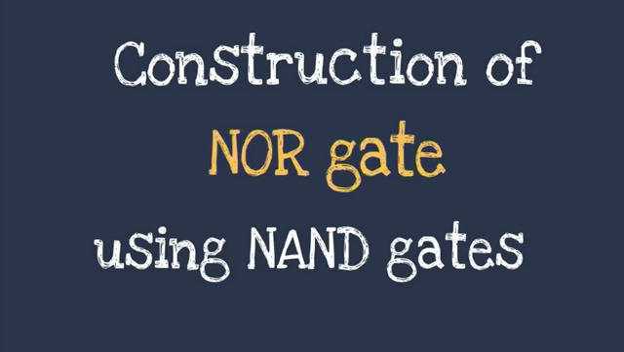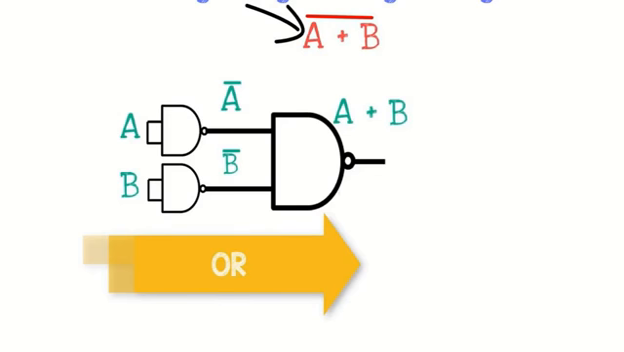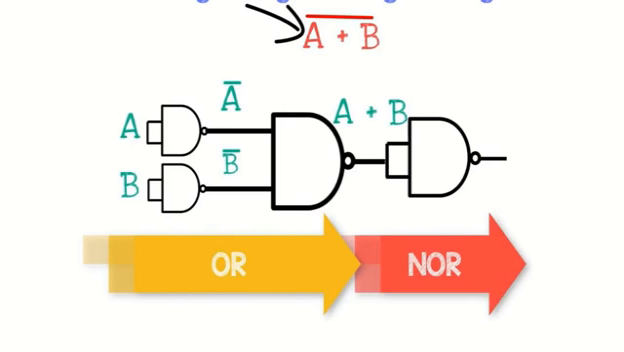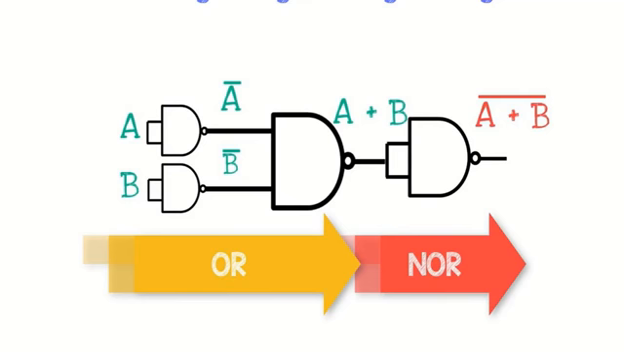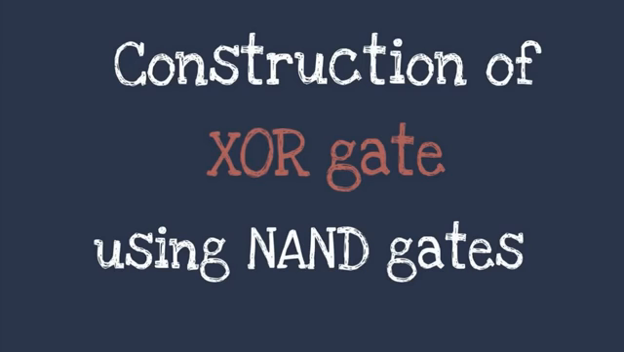Now let us see how to construct NOR gate. The expression for NOR gate is A plus B, whole bar. So we simply connect a NOT gate to the output of OR gate. So by using 4 NAND gates, we get a NOR gate.